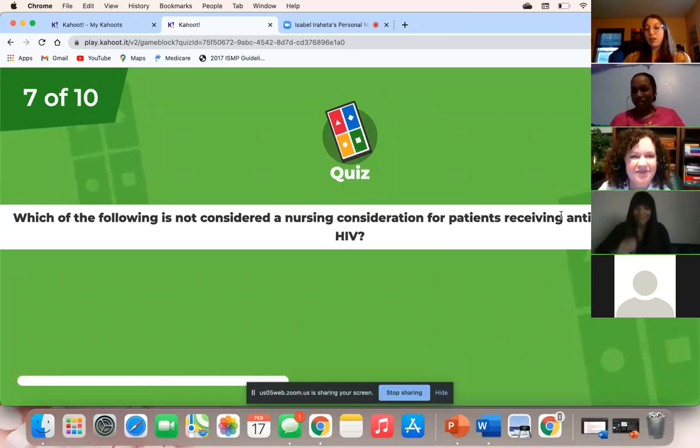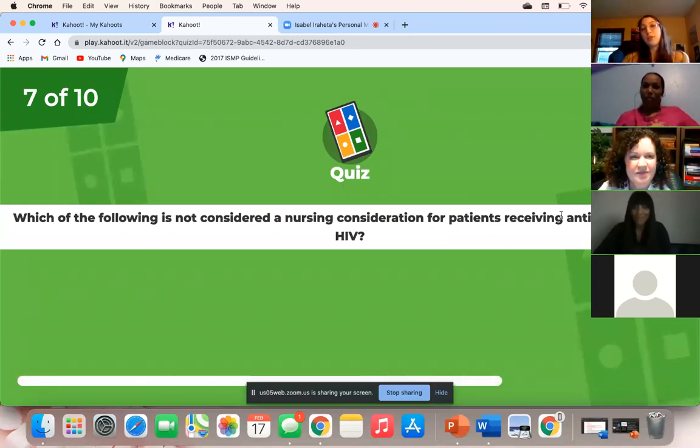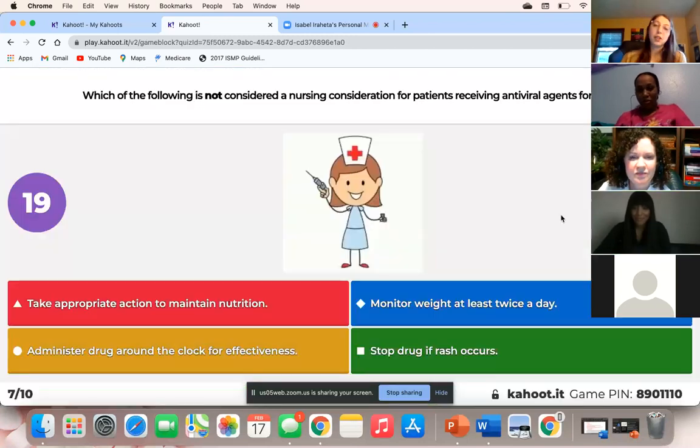Which of the following is not considered a nursing consideration for patients receiving antiviral agents for HIV?